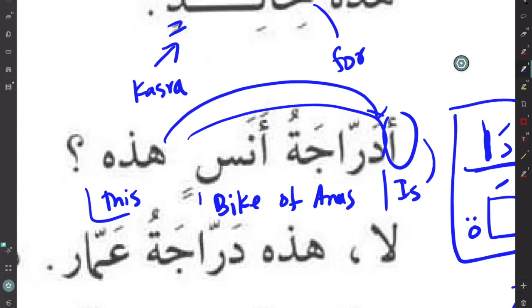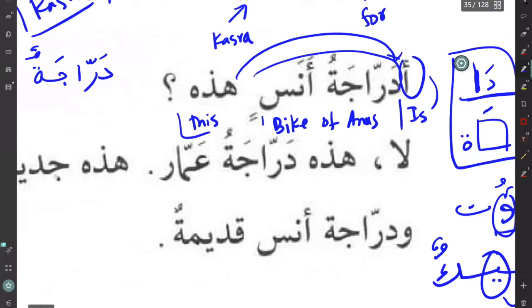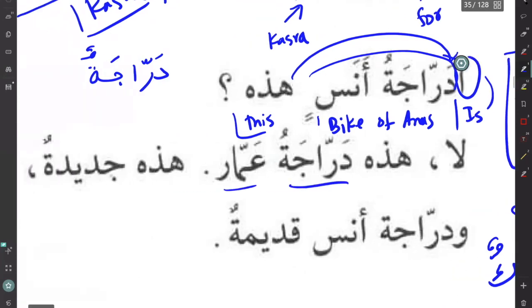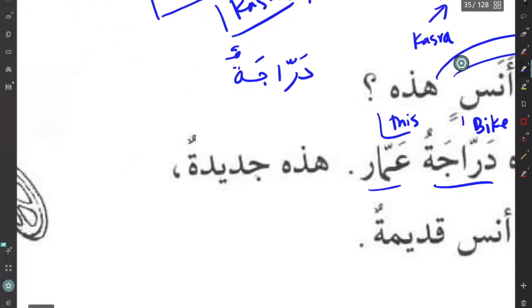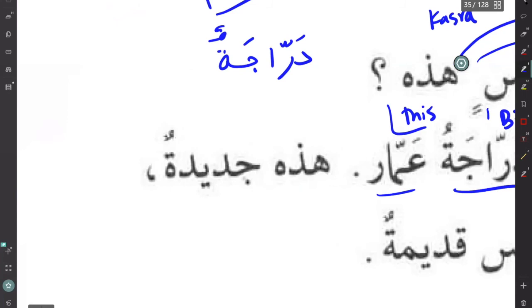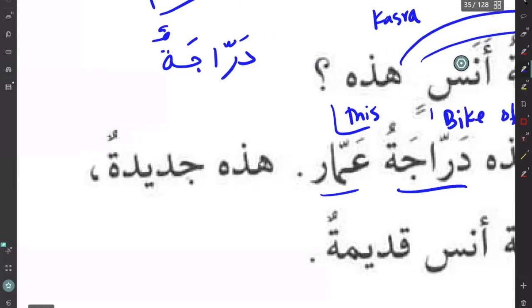Okay. There you go. Then he's saying, la, hadhi darrajatu Ammar. Again, darrajatu Ammar, the bike of Ammar. I don't need to translate this, it's self-explanatory. Hadhi jadidatun. The word is jadid, new. At-talibu jadidun. The student is new. Why am I saying jadidatun? Because it goes back to what? It goes back to bike.